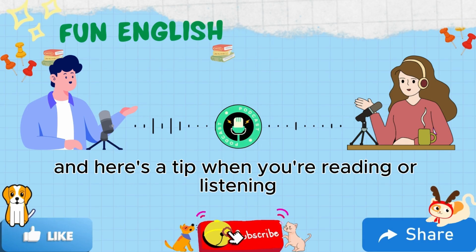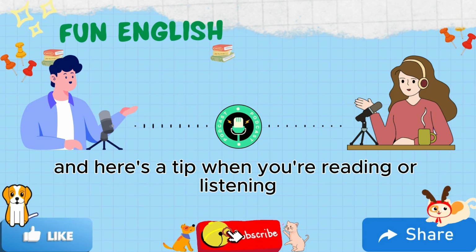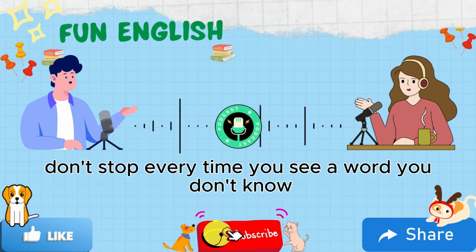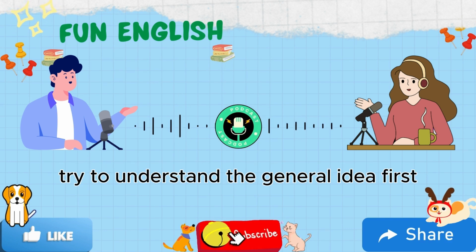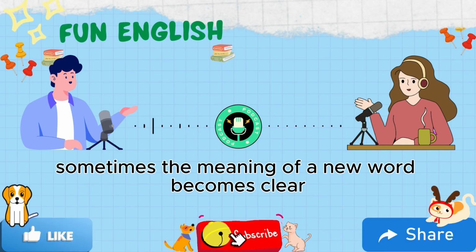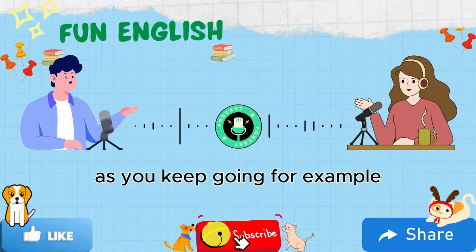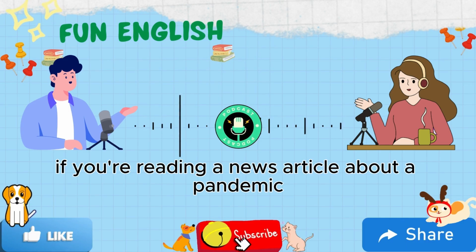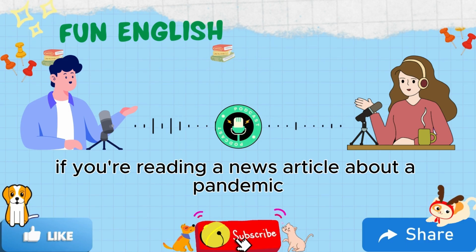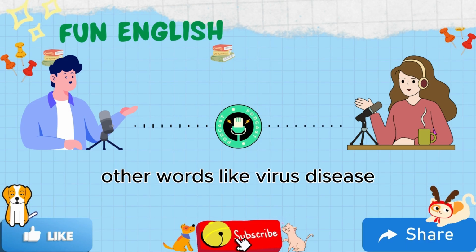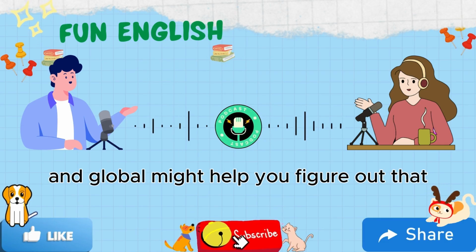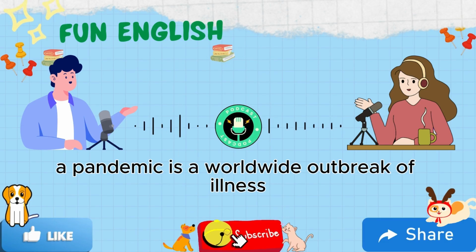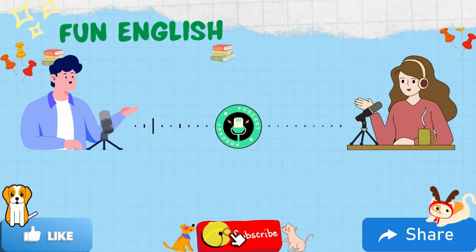And here's a tip. When you're reading or listening, don't stop every time you see a word you don't know. Try to understand the general idea first. Sometimes the meaning of a new word becomes clear as you keep going. For example, if you're reading a news article about a pandemic, other words like virus, disease, and global might help you figure out that a pandemic is a worldwide outbreak of illness.